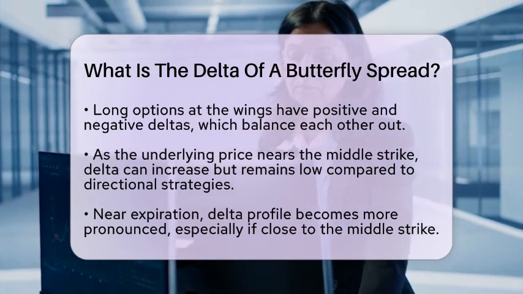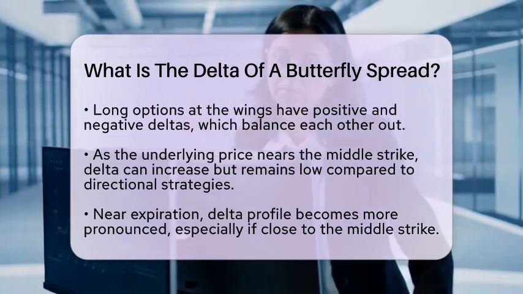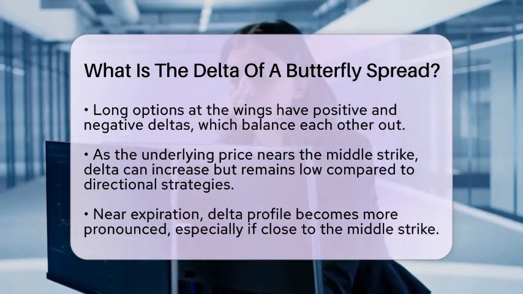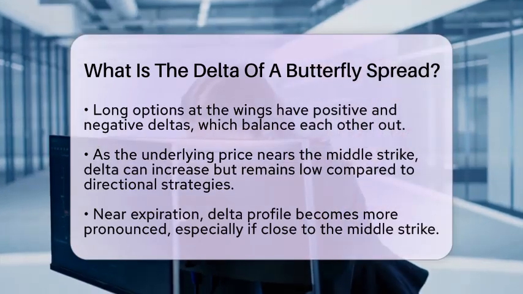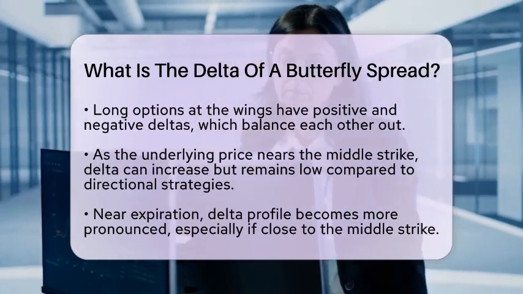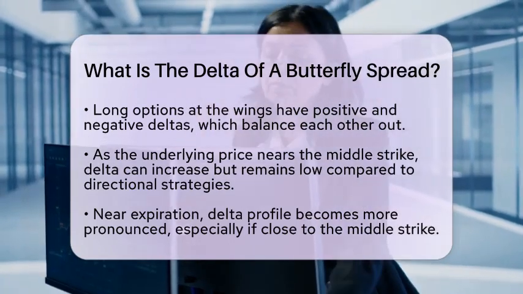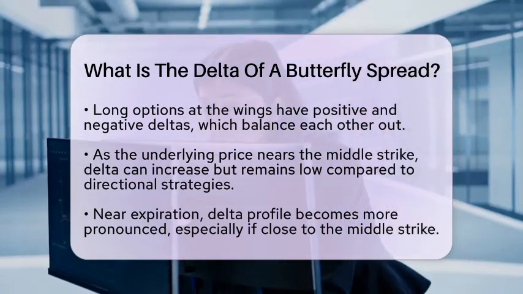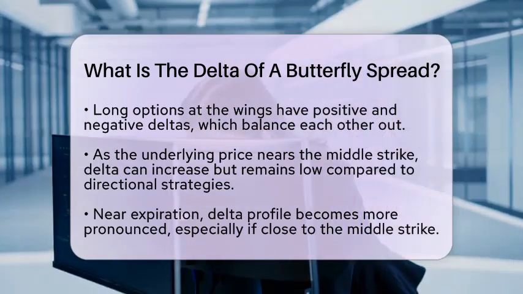As expiration nears, the delta profile becomes more pronounced. If the underlying price is near the middle strike, the butterfly's delta may move away from 0. This reflects a higher probability of finishing in the money at that strike. In practical terms, traders often use butterfly spreads when they expect the underlying stock price to stay within a narrow range. The low delta means the position is not highly sensitive to small price changes.